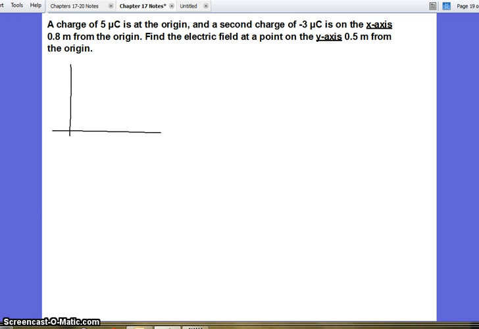We have at the origin a 5 microcoulomb charge, so I'll label this as Q5. And then we have on the x-axis 0.8 meters away. So I'll go 1, 2, 3, 4, 5, 6, 7, 8. 0.8 meters away is a negative 3 microcoulomb charge. So I'll label that as Q3.